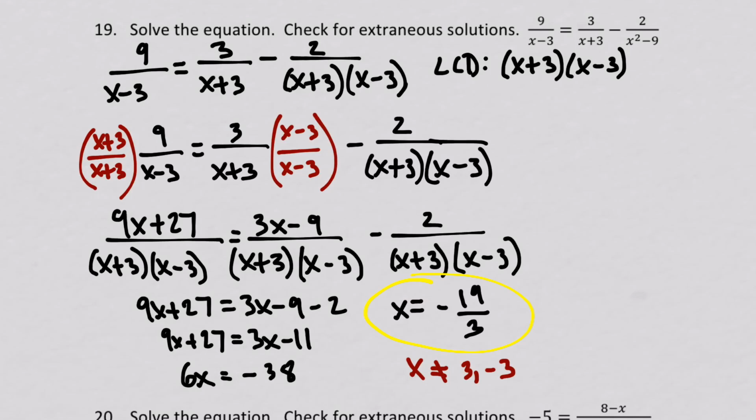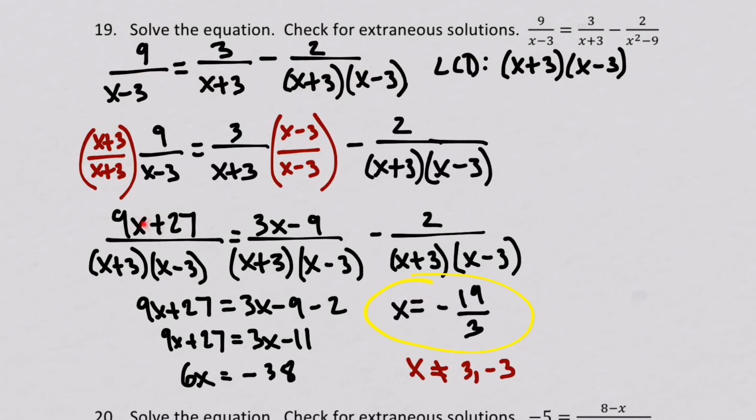Here's how I got to that point. I wrote the last fraction on the right side as 2 over x plus 3 times x minus 3. So then I noticed that the LCD is going to be x plus 3 times x minus 3. So that means that this first fraction is missing the x plus 3 part, and this one is missing the x minus 3 part. So that's what I multiplied in times, x plus 3 over x plus 3, x minus 3 over x minus 3.